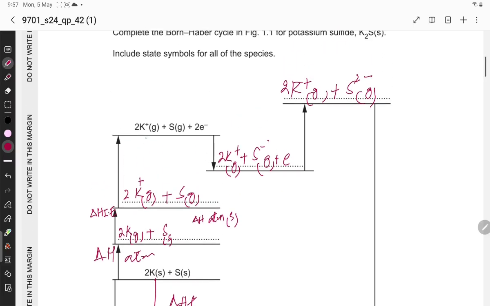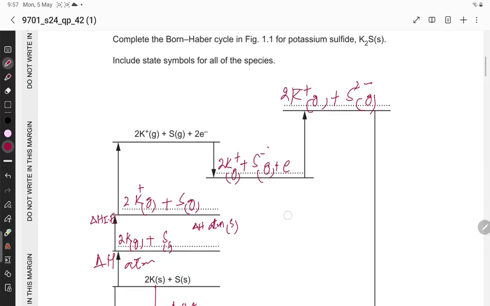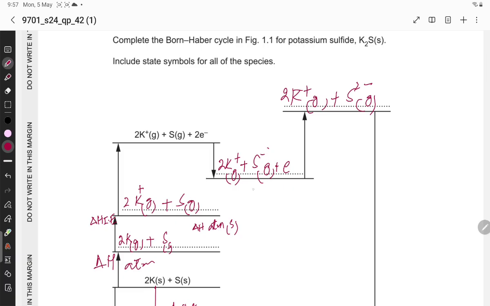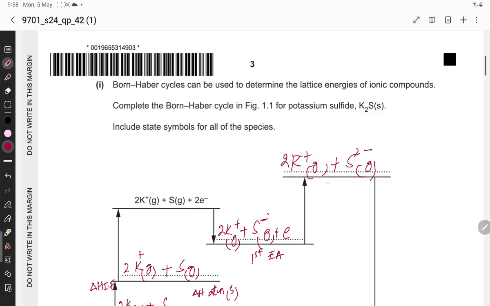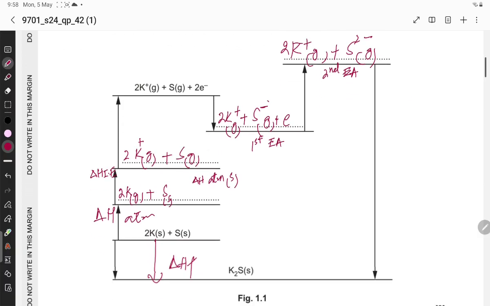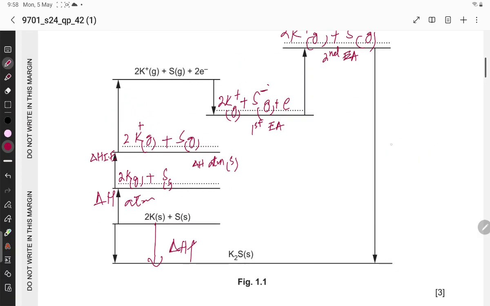And next is potassium, and this is potassium ion and sulfur in gaseous form. So now electron affinity, first electron affinity of sulfur, and this is the second electron affinity, first electron affinity of sulfide ion, and then this is the second electron affinity of sulfide ion, and this is enthalpy change of lattice.